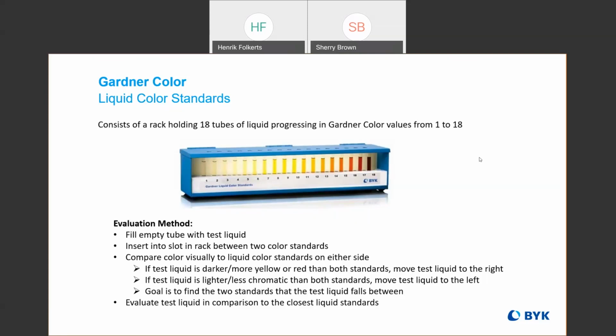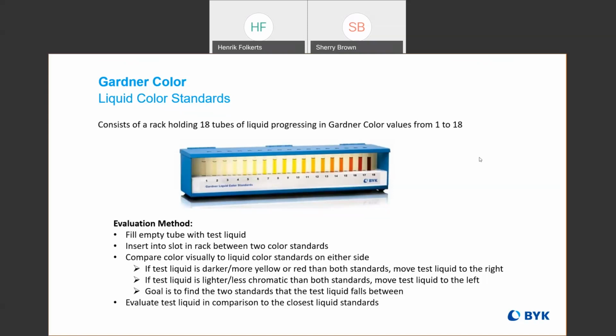So you insert your liquid, you compare your color visually to the liquid color standards on either side, and determine whether the test liquid falls between those two standards or not. If they don't, and the test liquid is darker or more yellow or red than both standards on either side, then you would move the test liquid to a slot further to the right and evaluate again. If the test liquid is lighter or less chromatic than the standards on either side of it, then you would move the test liquid to the left and evaluate again. So the goal is to find two liquid standards that your test liquid falls between. And once you find that, you can evaluate your liquid in comparison to those two standards.